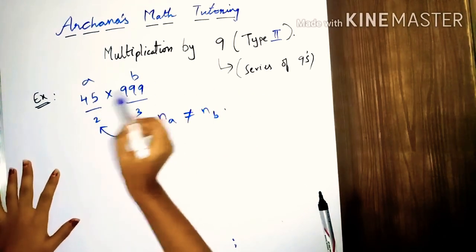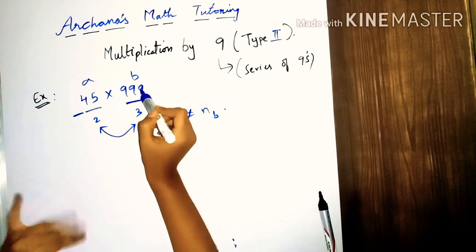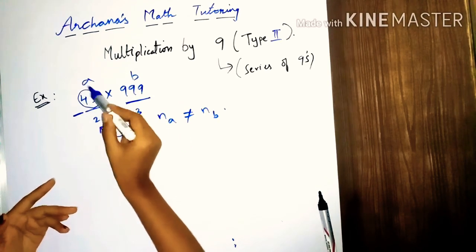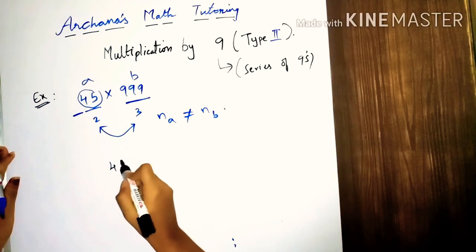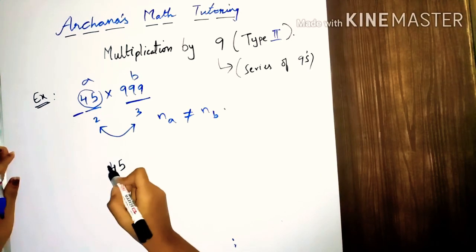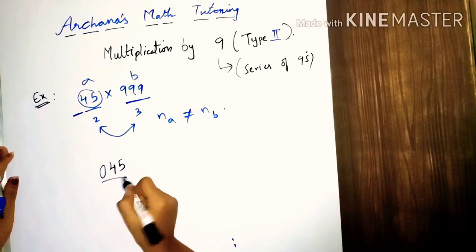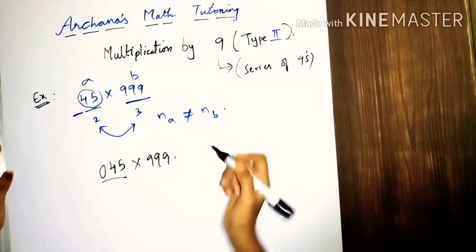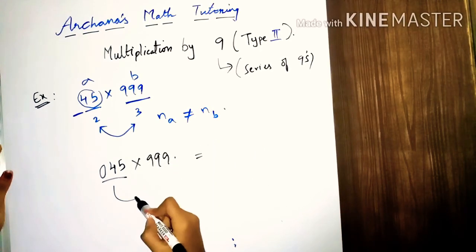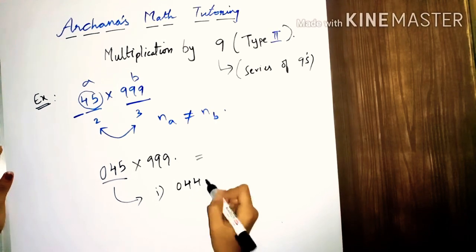Simply, how to make this number 3 digits, because you can't reduce 999 to 2 digits. So we will try to increment this number to 3 digits. How can you increment 45 to 3 digits? Simply add a 0 in front. So this becomes a 3 digit number. That's it, friends. Now again apply the same method. Subtract a 1 from it. In the first step the answer will be 044.